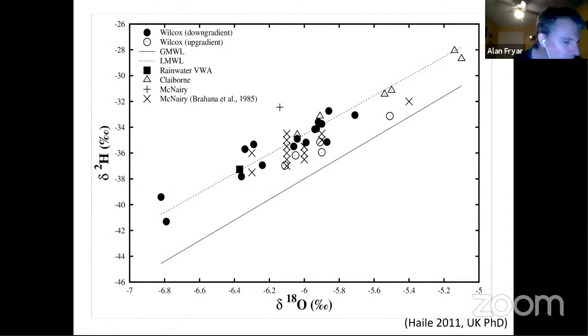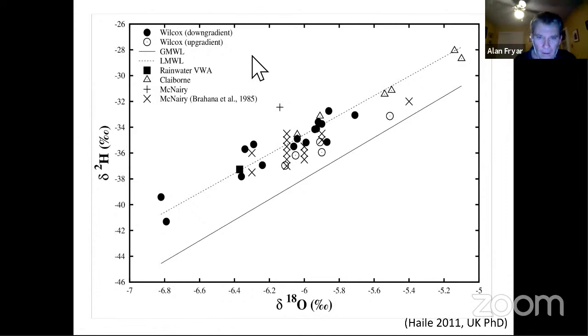And in terms of the stable isotopes of water, you can see that deuterium and oxygen-18, and these are values not just from our study, basically the circles, but also from other studies in the area, they tend to fall along the local meteoric water line, which is parallel to the global meteoric water line.